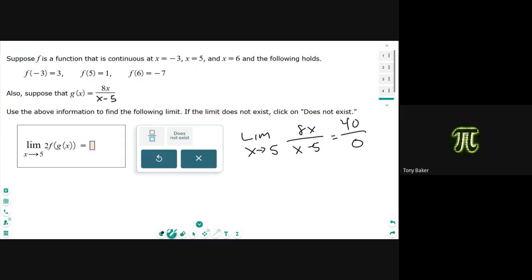probably not going to be able to factor anything out of this problem to at least get rid of the x minus 5. So this doesn't exist. Since that limit doesn't exist, the entire limit doesn't exist. So the answer is does not exist. That is a possible outcome. So if the limit of the interior function doesn't exist, I can't do anything about the outside. It automatically does not exist.